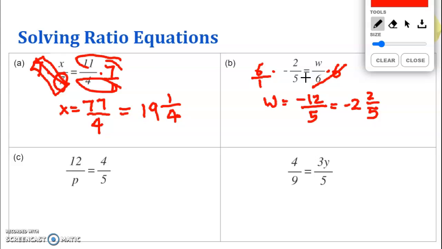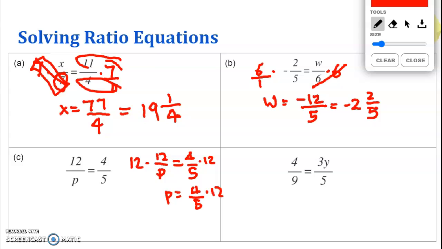Okay, let's see how this problem is different. Well, the variable is at the bottom. The most common mistake students make is they think, okay, I want to get rid of this 12, so I'm going to multiply both sides by 12. Then what you end up doing is 12 over p is equal to 4 over 5, and then you multiply both sides by 12, and you say that p is the same as 4 over 5 times 12. Well, that is incorrect.